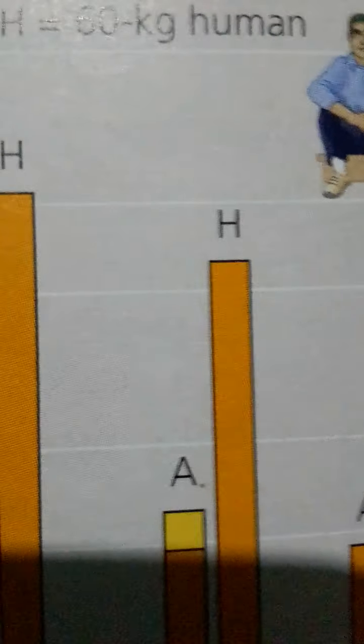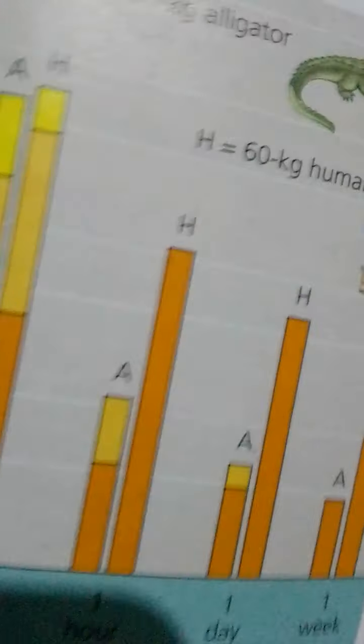In general, an animal's maximum possible metabolic rate is inversely related to the duration of activity, as shown in this figure.